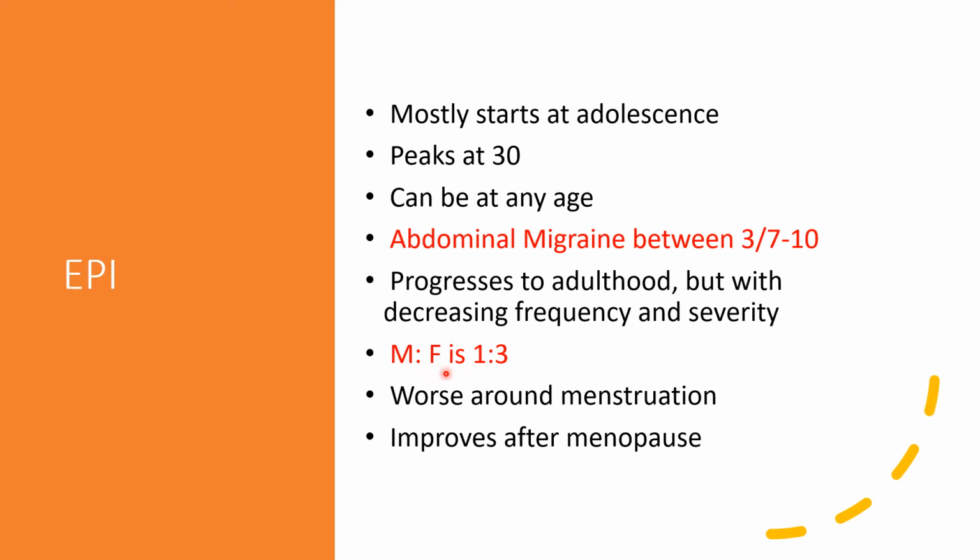Male to female ratio is 1 to 3 respectively, meaning more females will be affected. It is likely going to worsen around menstruation. Well, it is obvious, more females will suffer from that, so it's going to be worse around menstruation. There is menstrual migraine also. It improves after menopause, expectedly so.